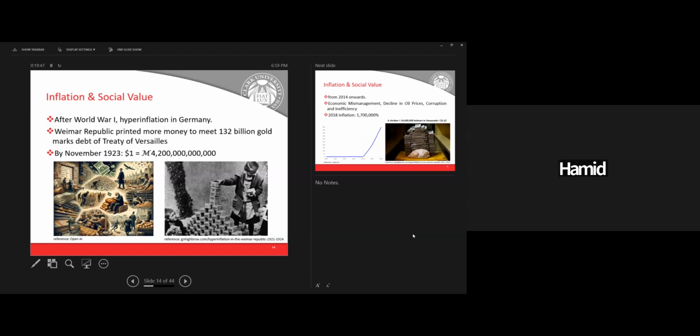So in November 1923, each US dollar was worth 4 trillion 200 billion Deutsche Marks. Even the cost of printing Deutsche Marks was more than the actual value. As you see, they just let the kids make some games or entertain themselves with it. It doesn't worth anything.